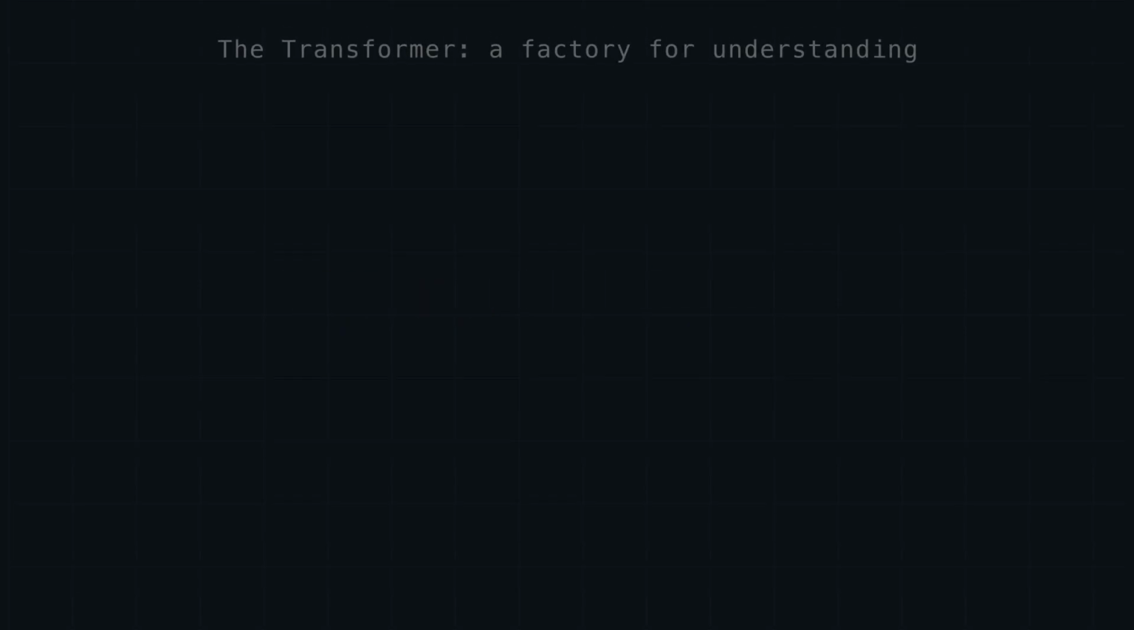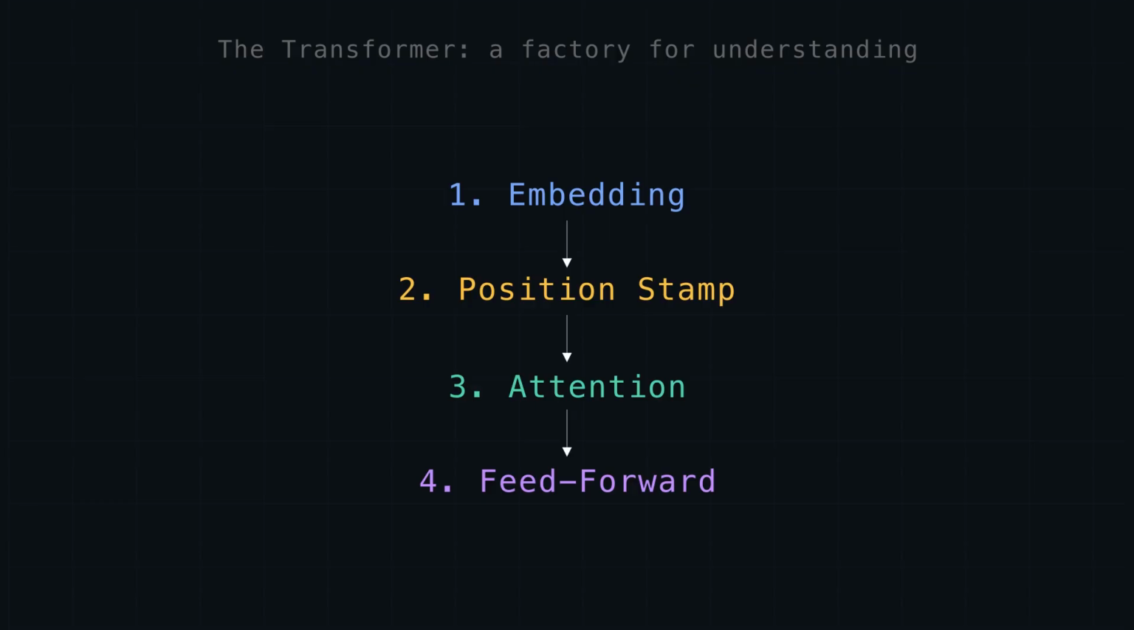Think of the transformer as a factory. Raw text goes in at the top, and understanding comes out at the bottom. In between, the data passes through a series of stations, each one doing a specific job. Let's follow a sentence through the whole thing. "The cat sat on the mat" walks in the door.